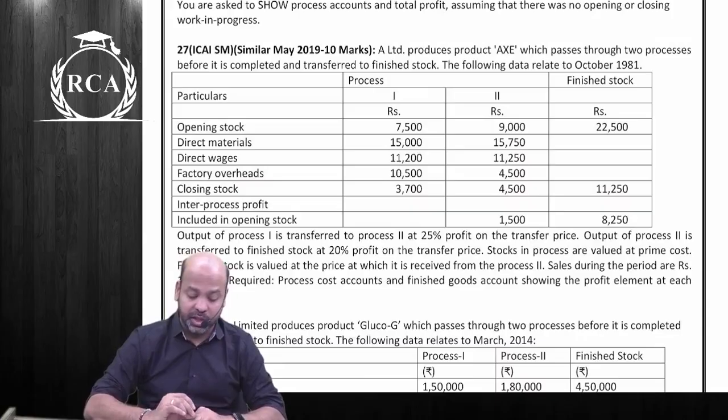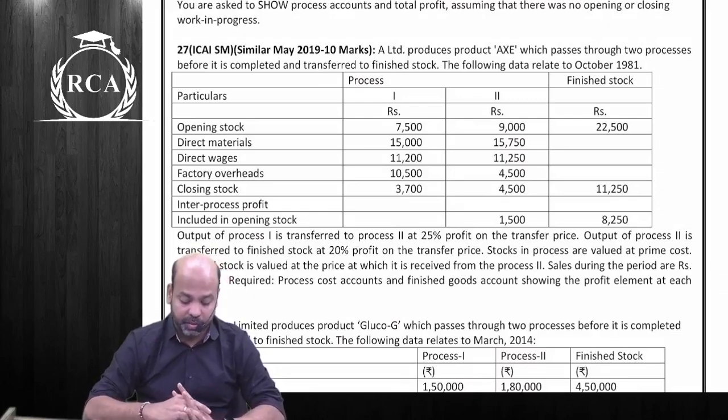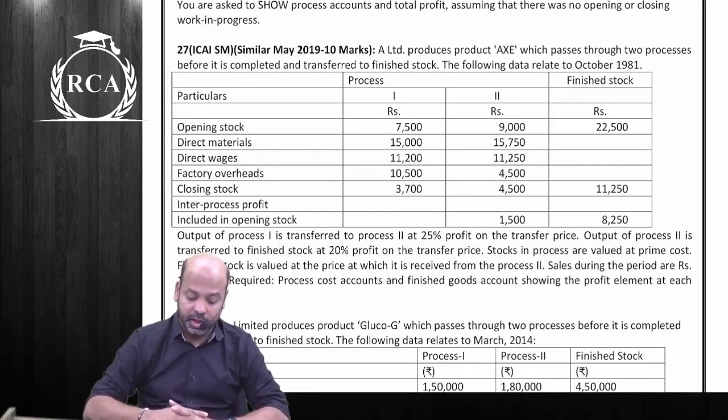So this opening stock that is being shown in process 2 at 9,000 rupees includes a profit of 1,500. All right. The finished stock amount is given. Output of process 1 is transferred to process 2 at 25% profit on transfer price. Output of process 2 is transferred to finished stock at 20% profit on transfer price. Stocks in process are valued at prime cost. We cannot question the question. When they say it is valued at prime cost, it has to be taken at prime cost. Finished stock is valued at the price at which it is received from process 2.